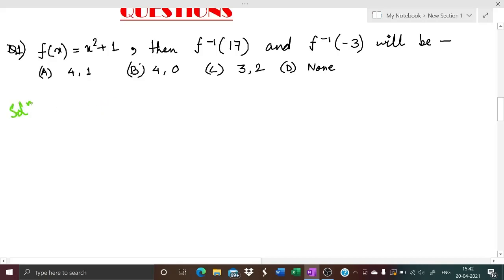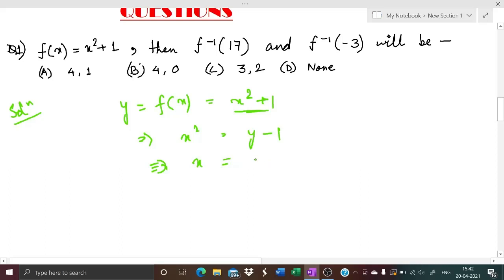See the steps. First you take one variable y, because y equals f of x, which equals x squared plus 1. Now I will express the equation in terms of y. Here y is expressed in terms of x, so I will express x in terms of y. I will write x equals plus minus under root y minus 1.